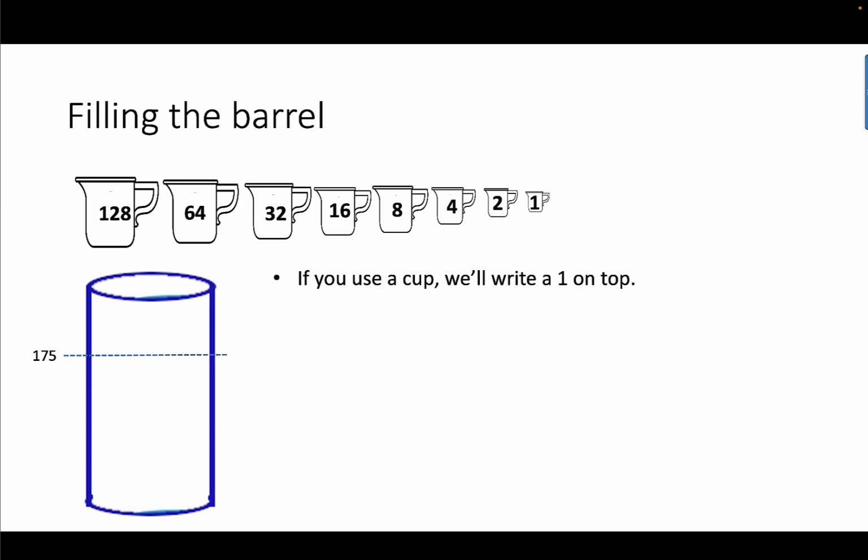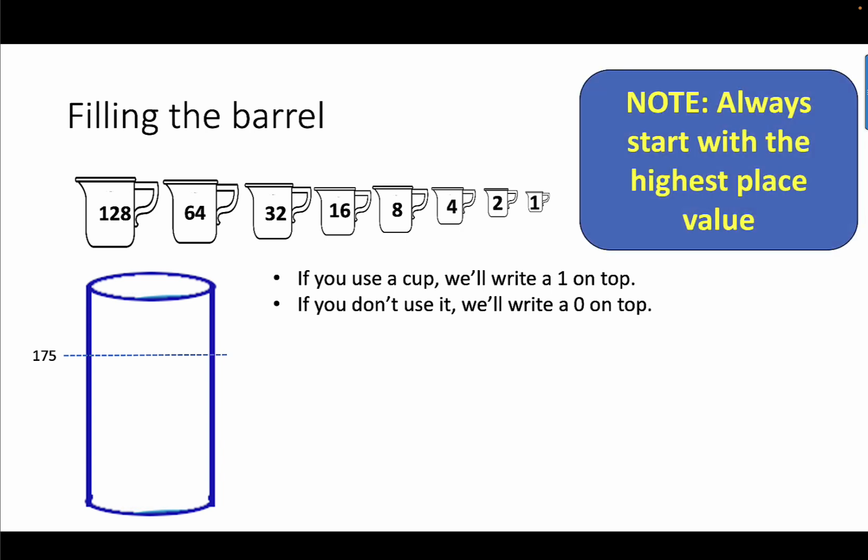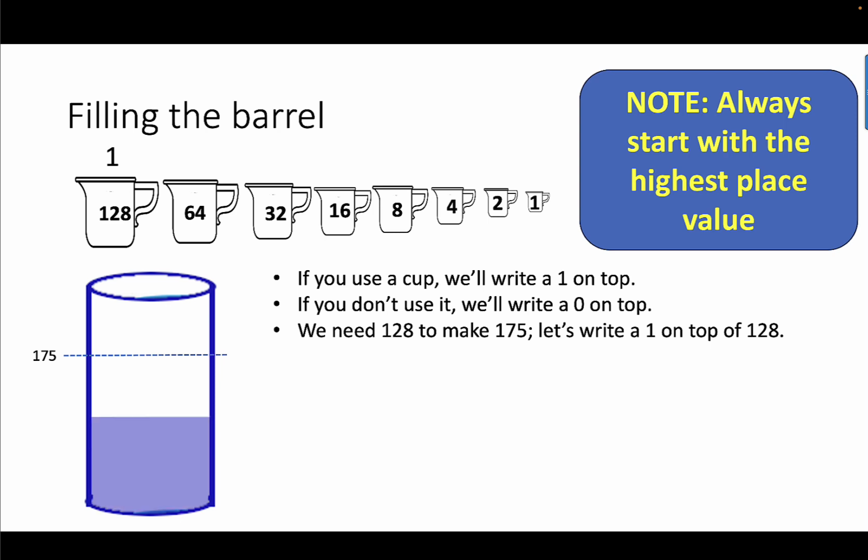As we fill the barrel, if you use a cup, we'll write a 1 on top. If you don't use it, we'll write a 0 on top. After we add a cup, we'll figure out how much is left to fill to make the 175. Note, always start with the highest place value. We can talk about this in class, but always follow that process. We need 128 ounces to make 175. So let's write a 1 on top of 128 and fill the barrel with 128 ounces.